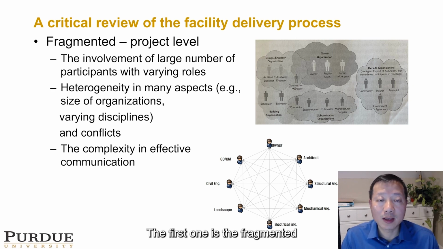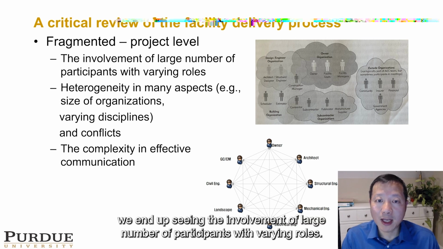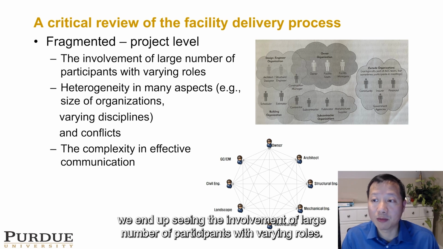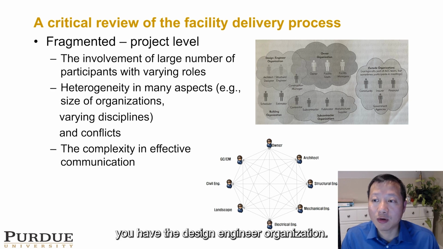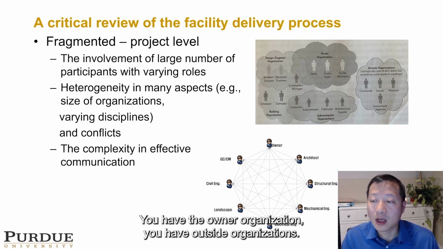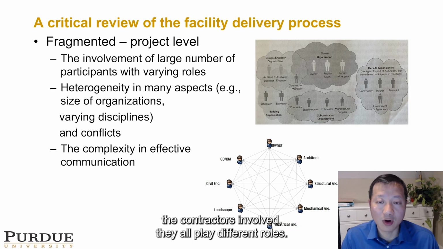The first one is the fragmented nature of the industry at the project level and also at the industry level. At the project level, we end up seeing the involvement of a large number of participants with varying roles. If you look at a typical construction project, you have the design engineer organization, you have the owner organization, you have outside organizations, and of course you have the constructors or the contractors involved. They all play different roles.